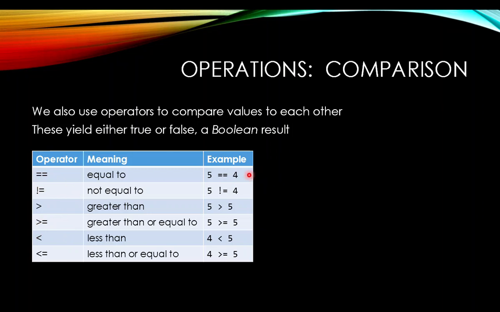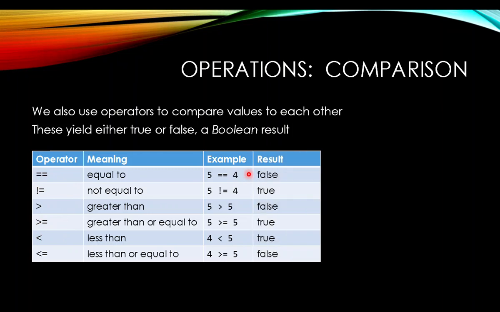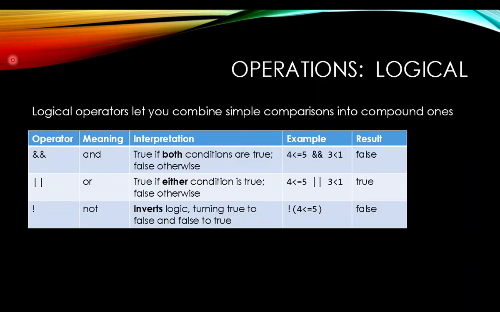Now, what is the answer to each one of these things? Is 5 equal to 4? Well, the answer certainly is going to be false. Is 5 not equal to 4? That is true. 5 is not equal to 4. Is 5 greater than 5? Nope, 5 is not greater than 5. But is 5 greater than or equal to 5? Yep, sure is. Is 4 less than 5? Sure is. Is 4 greater than or equal to 5? Nope, it is not. That is false. So just keeping these in mind, and we'll come back to them later when we need them a little bit more, and that'll be in a couple of lessons.